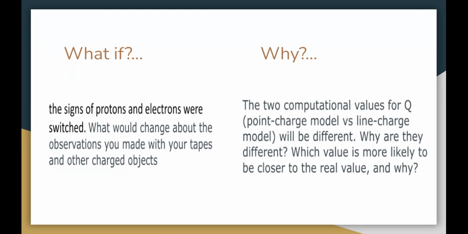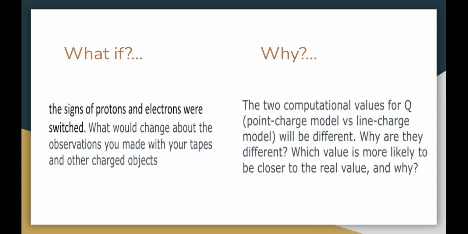And then the two computational values for Q, point charge model versus line charge model, will be different. Why are they different? Which value is more likely to be closer to the real value, and why? So that assumption that we took that the tapes were actually point charges is not true. The charge would actually be spread across the tape.